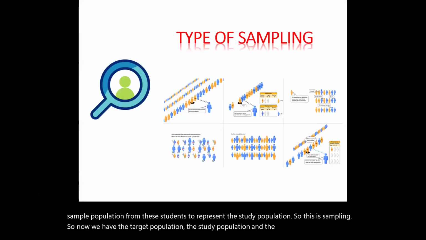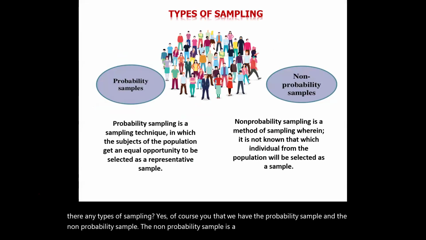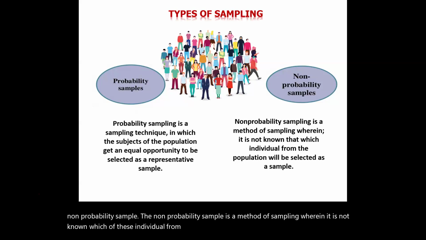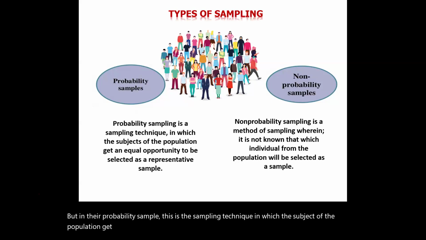Are there any types of sampling? Yes, of course, you know that. We have the probability sample and the non-probability sample. The non-probability sample is a method of sampling wherein it is not known which of these individuals from the population will be selected as a sample. But the probability sample is the sampling technique in which the subjects of the population get an equal opportunity to be selected as a representative for the sample.